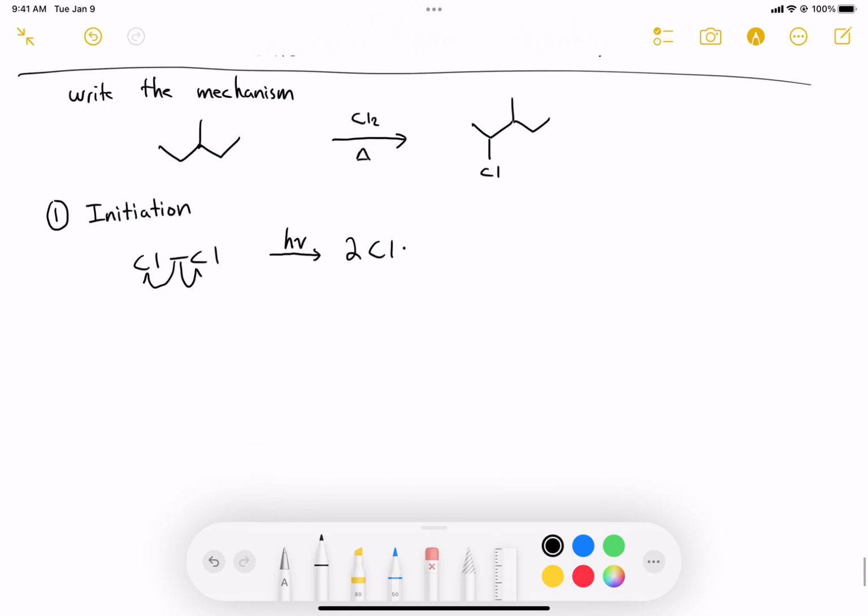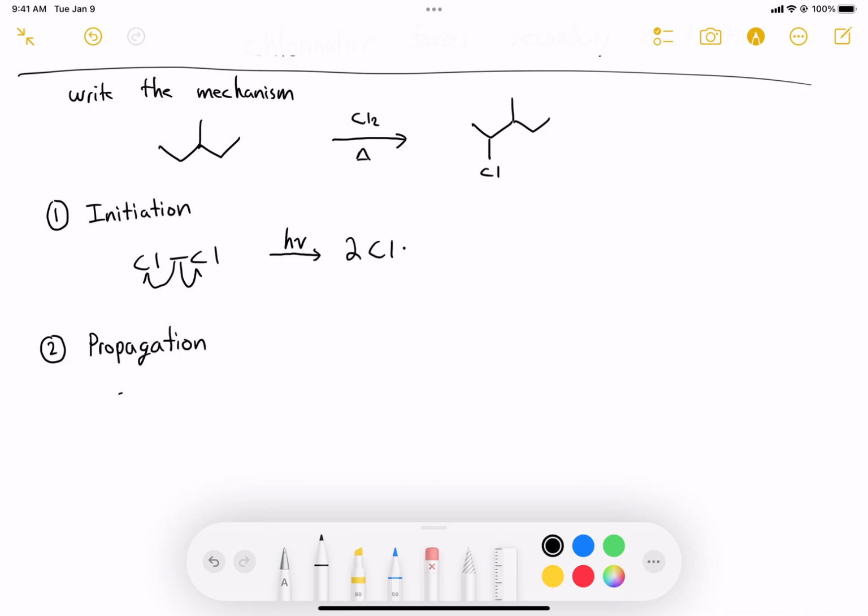Here you go. So that's initiation. So now we're going to write two propagation steps for the reaction. Propagation is pretty much where you extend the chain of the reaction, or the formation of the radical. So we're propagating the radical chain mechanism by forming another radical. So there's two reactions here.